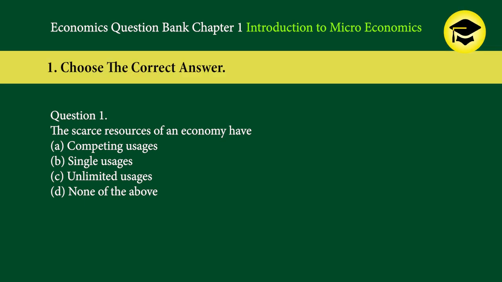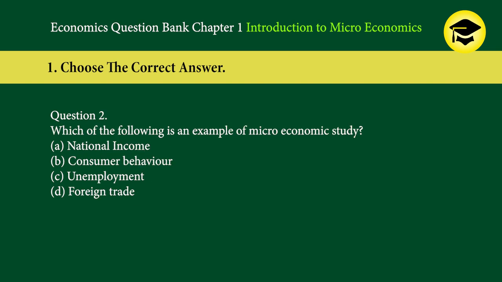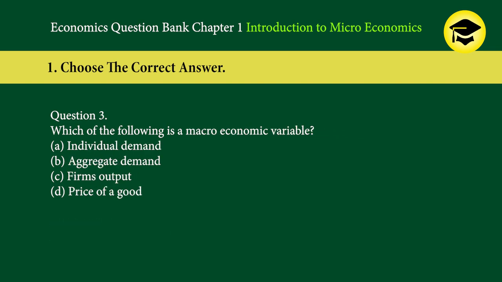Question 1. The scarce resources of an economy have A. Competing usages. B. Single usages. C. Unlimited usages. D. None of the above. Answer A. Competing usages. Question 2. Which of the following is an example of microeconomic study? A. National income. B. Consumer behavior. C. Unemployment. D. Foreign trade. Answer B. Consumer behavior.